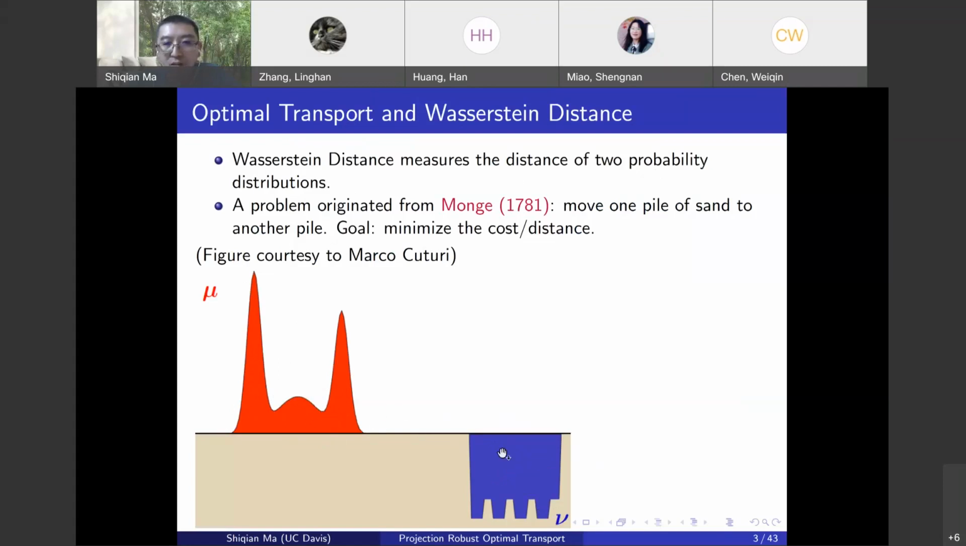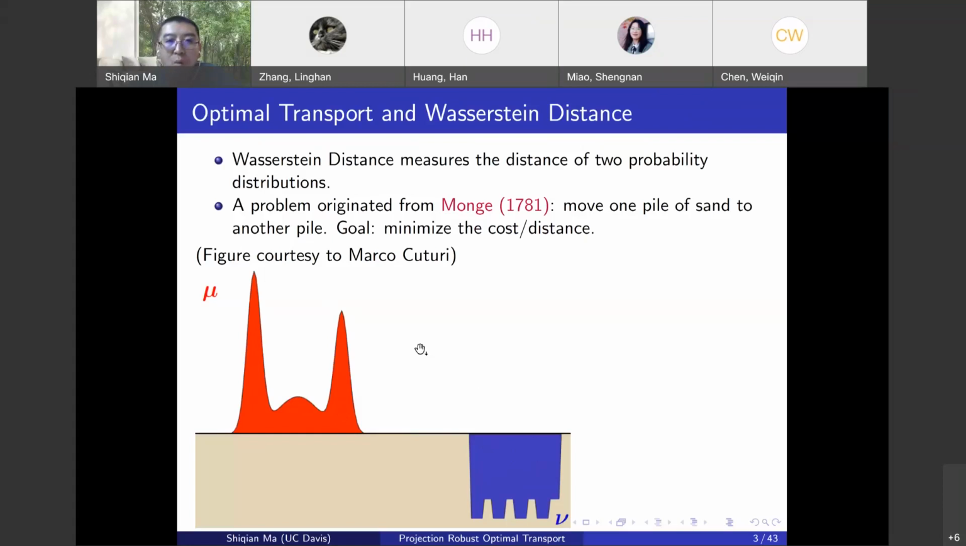So one way to measure the distance is called the Wasserstein distance. And this is actually a problem originated from Monge in 1781. The goal is to move one pile of sand to another pile. So assume that, for example, here in the red part, we have one pile of sand. Okay, we want to move this sand to this part, the blue part. Now you see these 2 parts have the same volume. The integrals both equal 1.